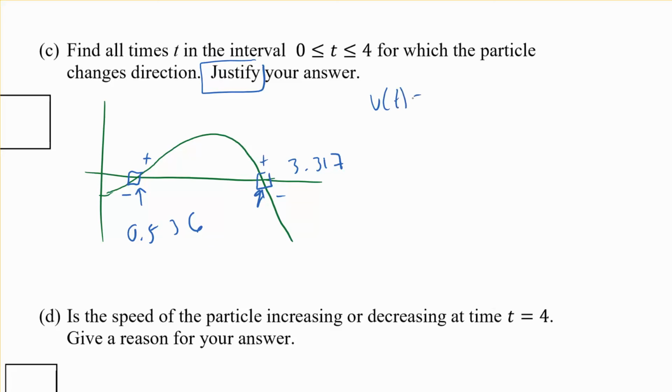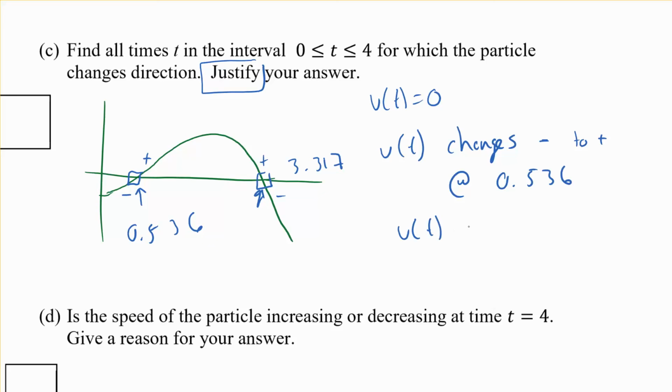So v of t equals 0. And then you say v of t changes from negative to positive at 0.536. v of t changes from positive to negative at 3.317. So it changes direction. There we go. And this is the required justification. You've got to say something about it changing from positive to negative.